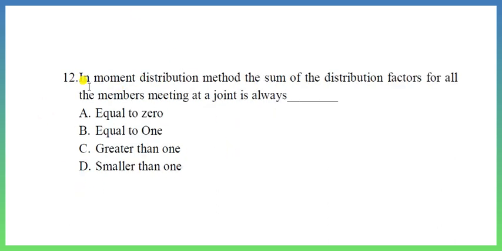Next one, in moment distribution method, the sum of the distribution factors for all the members meeting at a joint is always option A equal to 0, B equal to 1, C greater than 1 and D smaller than 1. So option B is the correct answer, that is equal to 1.